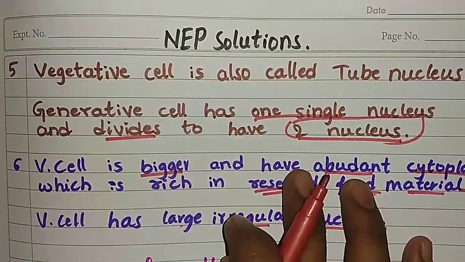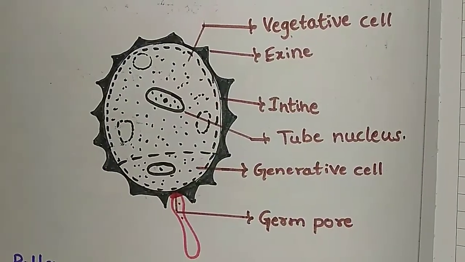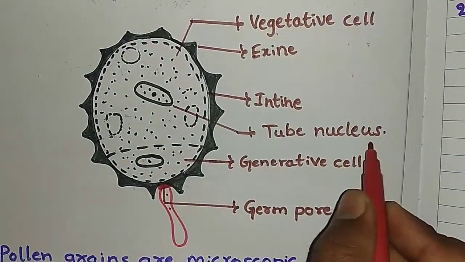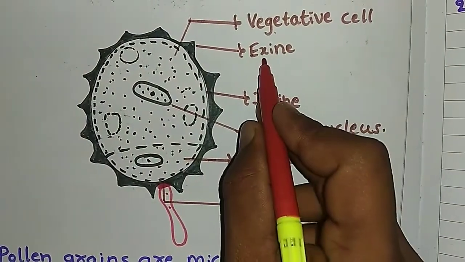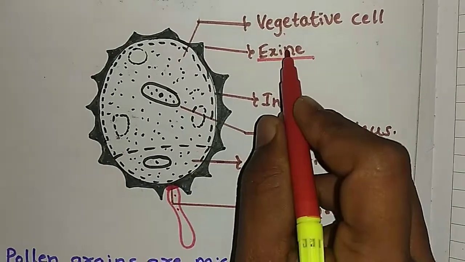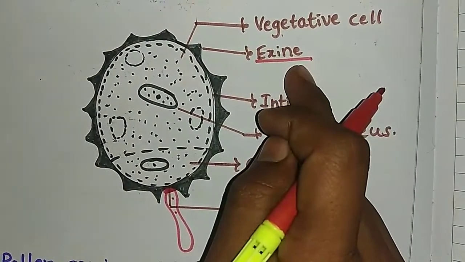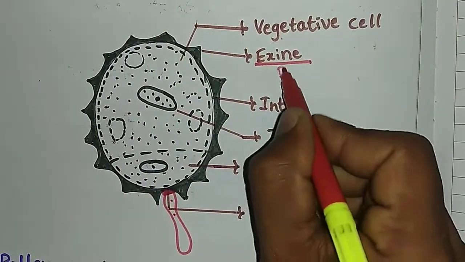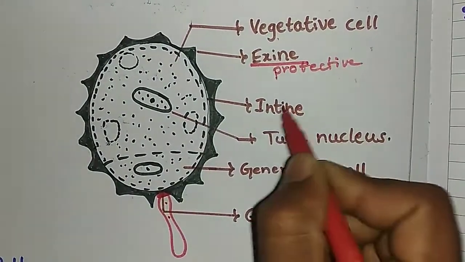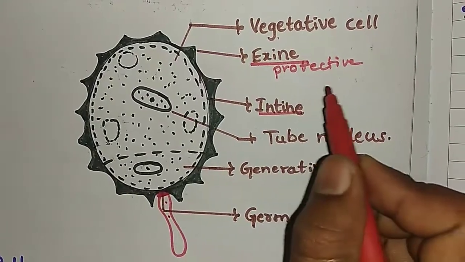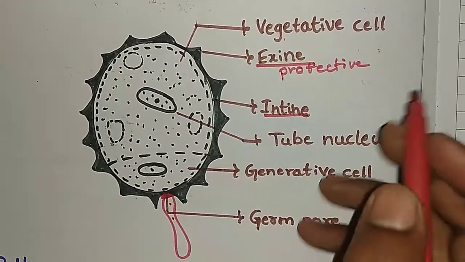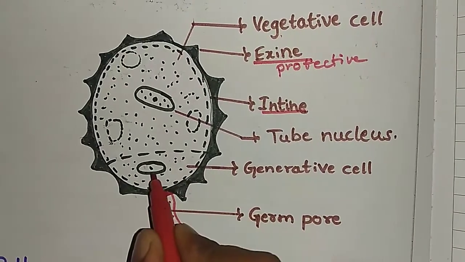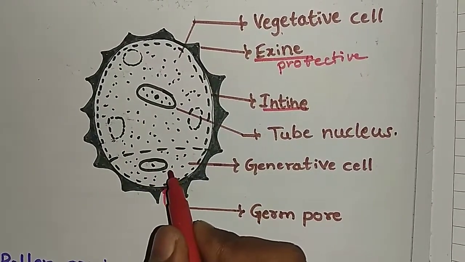These are the key features of the pollen grains. Let me revise once again the parts of pollen grain. Vegetative cell, also called the tube nucleus. Exine, the outer and hardest layer, made up of sporopollenin, which can withstand high temperature, alkali and acids, and is protective in nature. Intine, the inner and smoothest layer, made up of cellulose and pectin. And the generative cell, which has one nucleus that on division gives two nuclei.